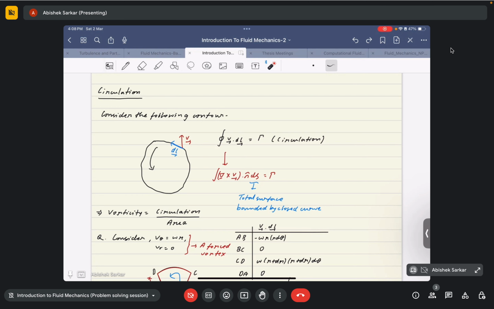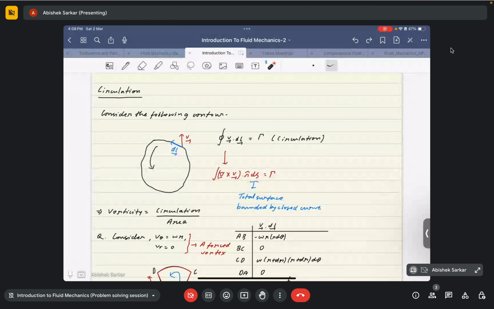Say that we are considering a fluid element having a certain boundary, and let V be the velocity vector across this fluid element, and let dl be the elemental length of the boundary of this fluid element. Let us not limit ourselves to a fluid element. Let us say it is a flow domain where this V vector denotes the velocity field along a particular direction, and dl denotes the elemental length of this flow domain.